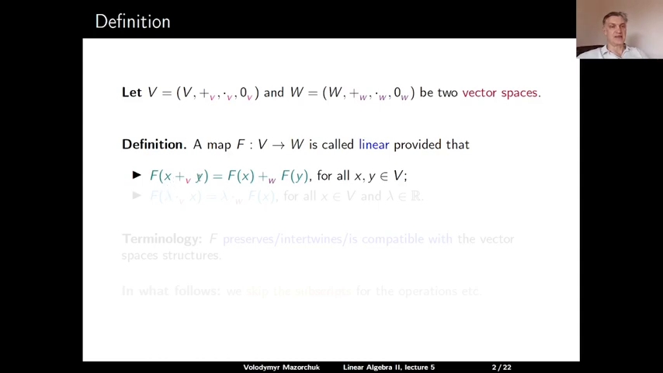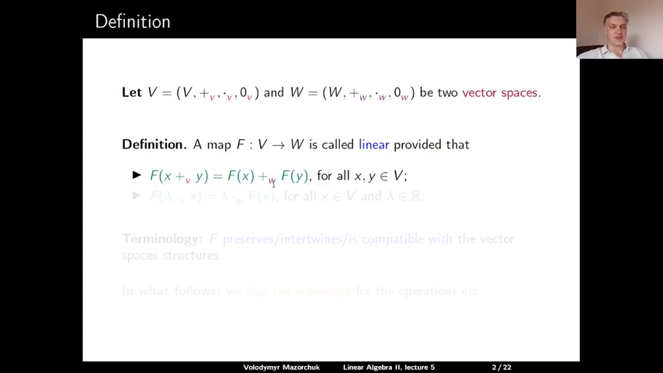Please note that x and y are added in V, while their images are added in W. So on the left-hand side we have plus sub V, and on the right-hand side we have plus sub W.